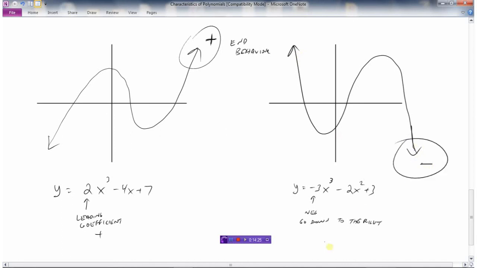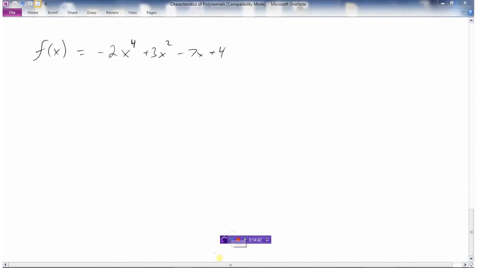So that's another characteristic of a polynomial function. The leading coefficient tells us what the graph is going to do, which direction it's going to go when we move as far as we can to the right in the function. So without knowing at all what this graph would look like, let's see if I can tell some of the characteristics of this function.